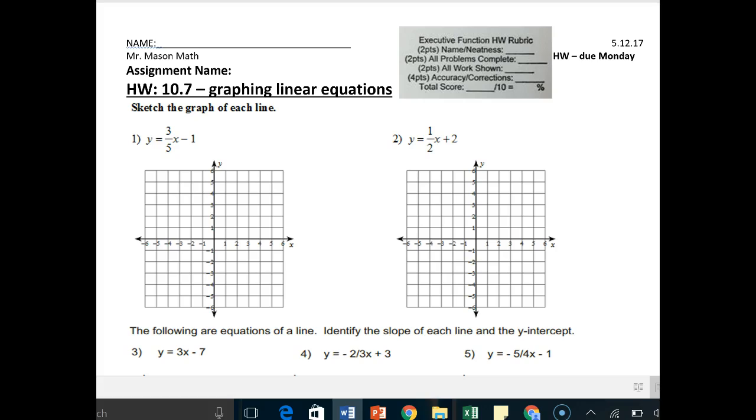This is due Monday, so you should have already turned in homework 10.6 into the bin where you usually turn in tests for math class, even if you were Regis or Canisius.